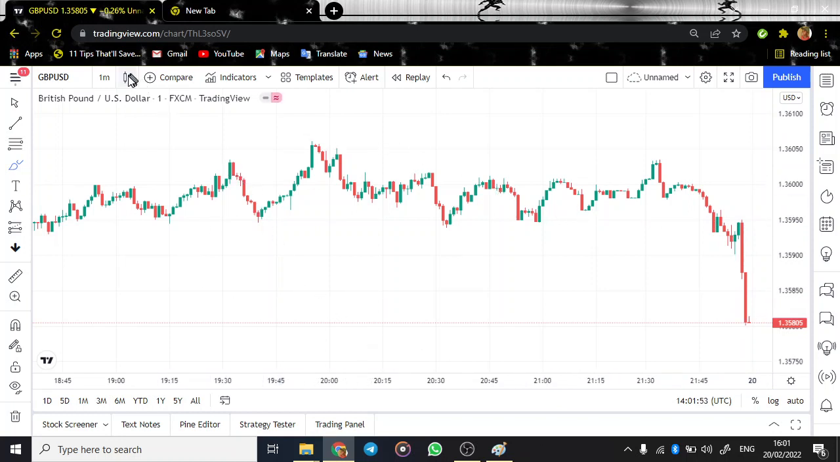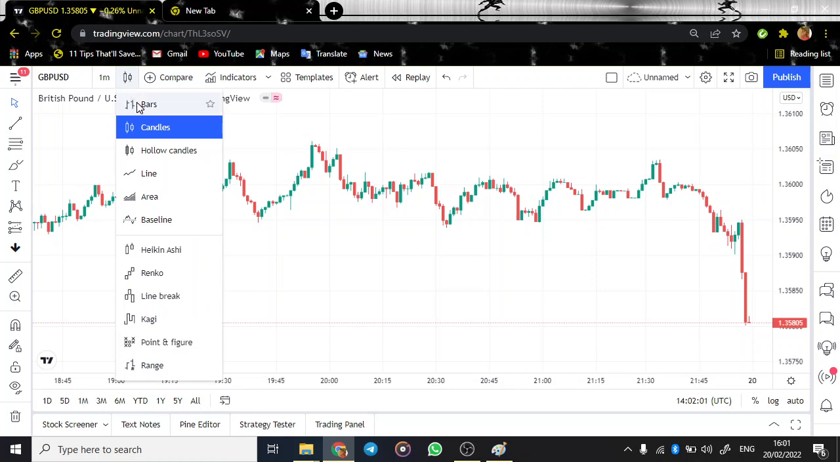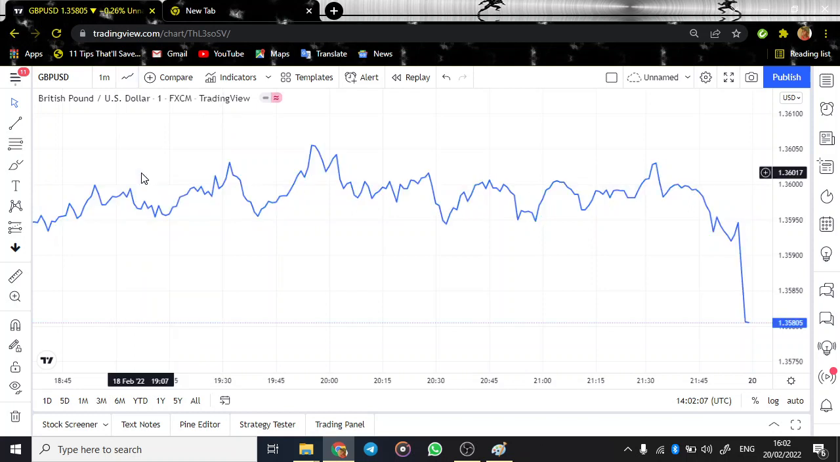So now let us switch on to the line chart so that you can see that the representation will not be that different. You see it's bars. Okay, we have others, but all these others are not that important. Line. If you switch on to line, you can see we still have the same range, because remember the line chart just connects the closing prices and creates an entire chart out of that. So this is how a line chart looks from a 1 minute perspective.